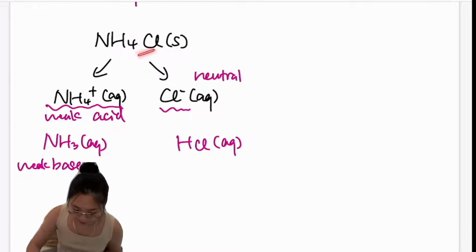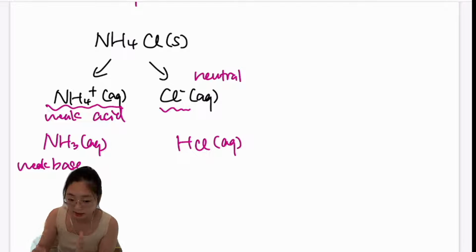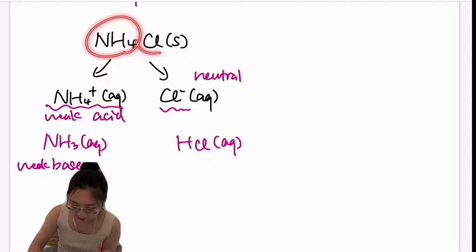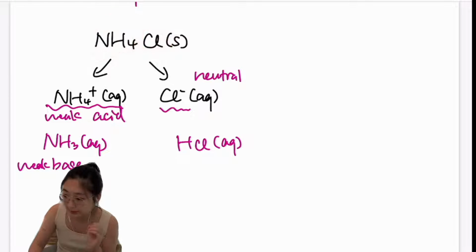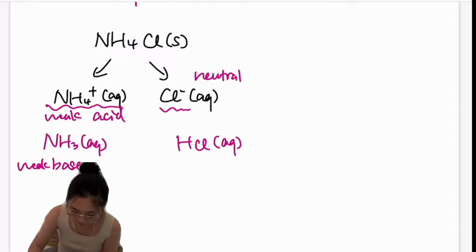So NH4Cl consists of two parts, the cation part and the anion part. The cation part is NH4 plus, the anion part is chloride. Let's take a look at the chloride first. Where does chloride come from? Chloride is the dissociated form of hydrochloric acid, which is a strong acid.